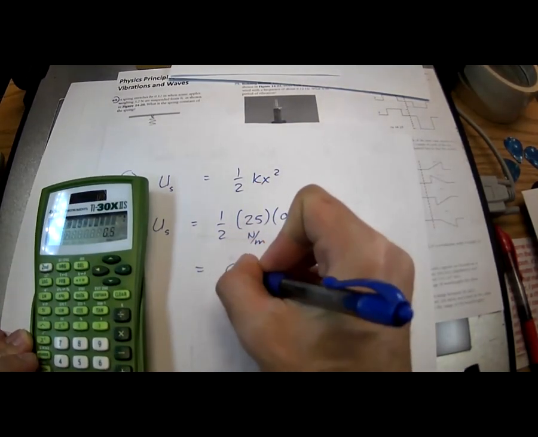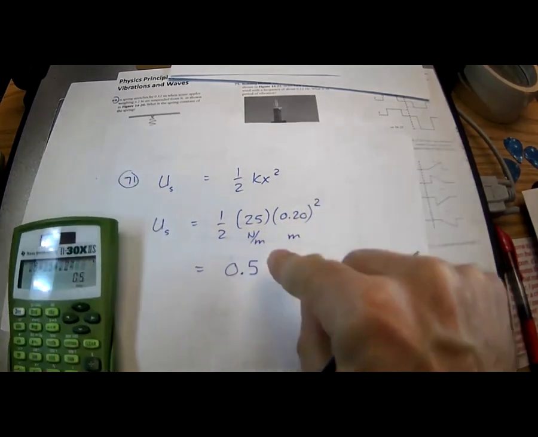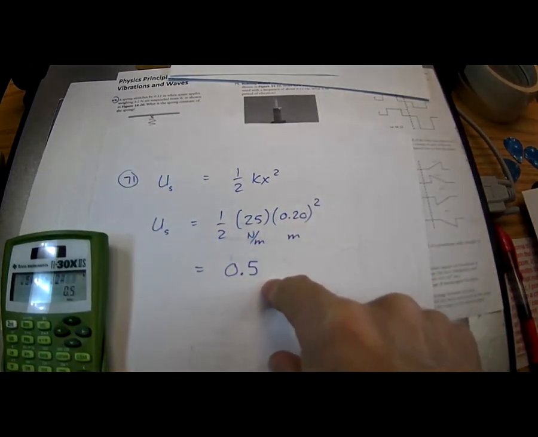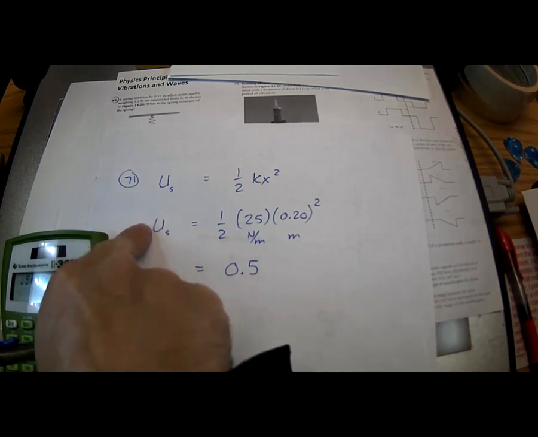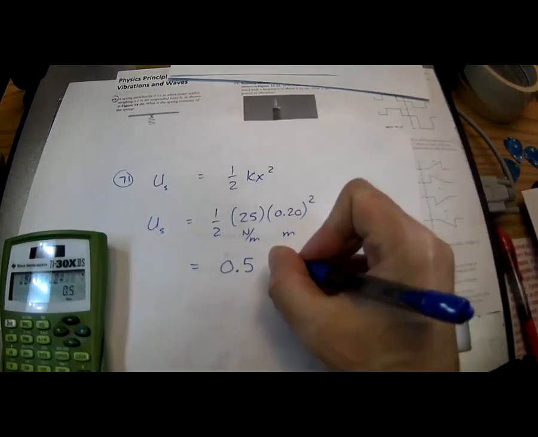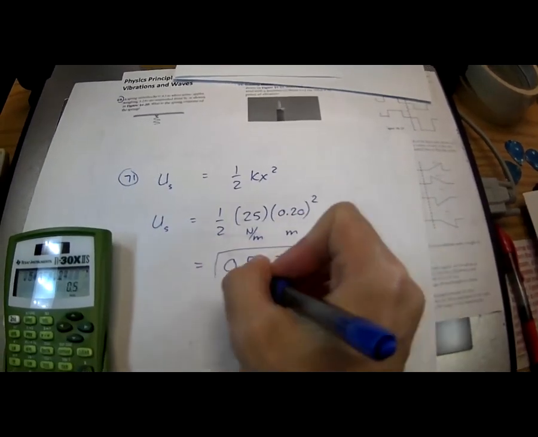Here's the number. And what's the unit on that? That's 0.5 what? Is it kilograms, newtons, joules, watts? How do you measure energy? Joules, yeah, it's 0.5 joules.